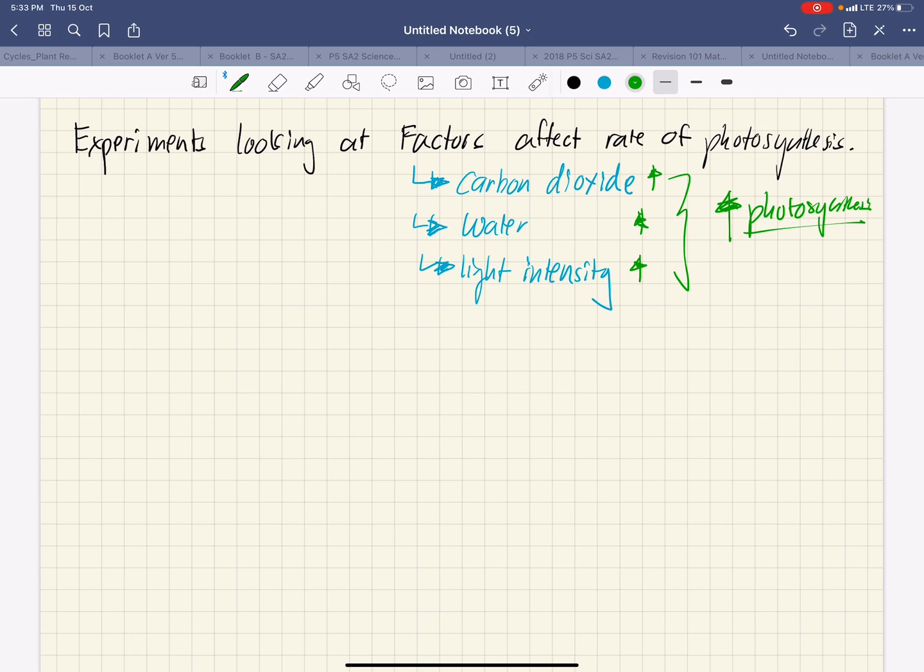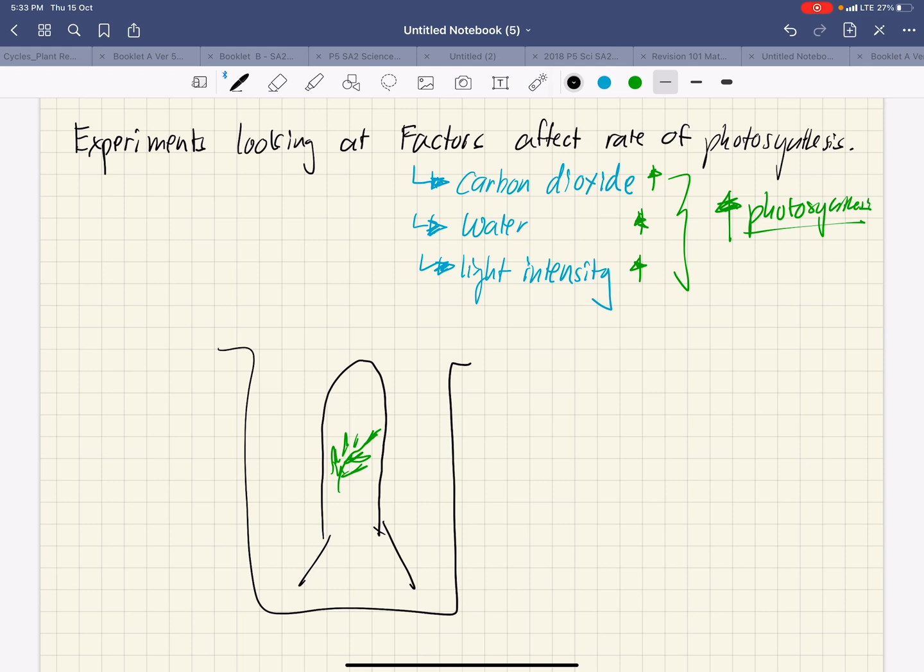Now, the very common example that you will see is they like to use water plants. You have your water plants trapped inside a test tube or funnel, and then it's placed in a beaker. Why do they always like to use water plants? Because you can actually see the rate of reaction happening. You will see tiny bubbles coming out of your water plant.